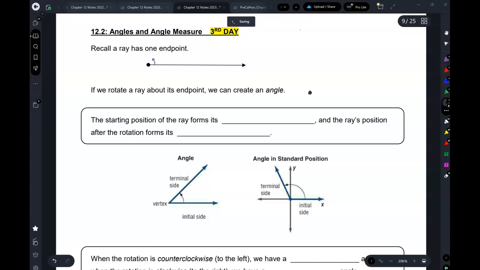This is the ray that you started with. And then if you rotate that second one, what you've created is an angle. Okay, so that's how angles are created. They're basically two rays, and they are joined at the endpoint. The starting position, that black ray that we started with, will form the angle's initial position.